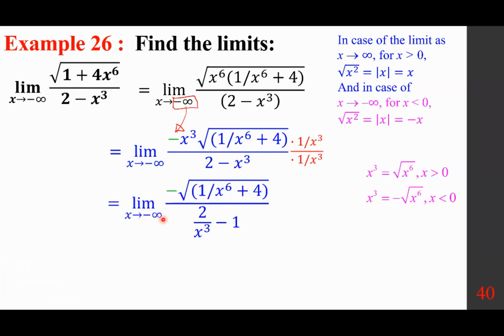Since x is approaching infinity or minus infinity makes no difference, this goes to 0, this goes to 0. So we have minus square root of 0 plus 4 over 0 minus 1. This is 2 with the negative, minus 2 over minus 1, which is positive 2. And that's how you end up with the final answer here.